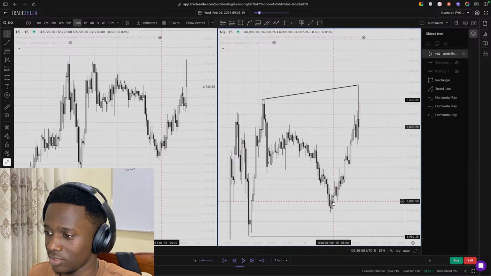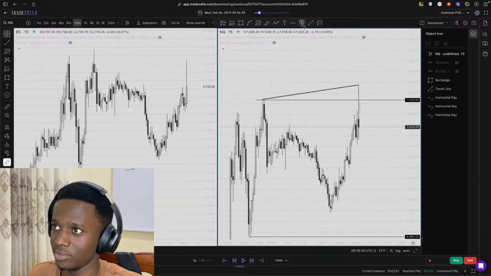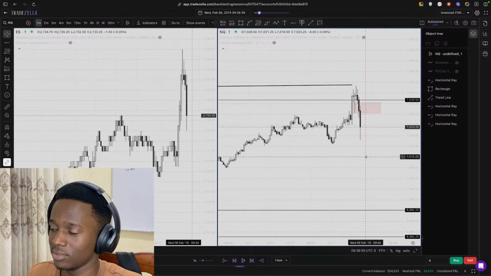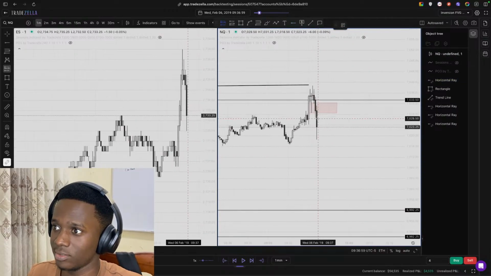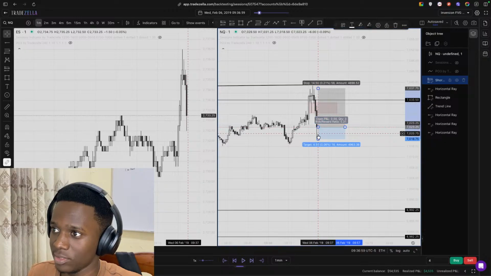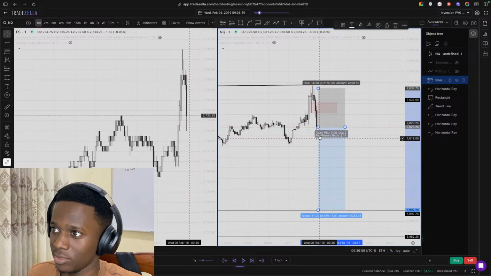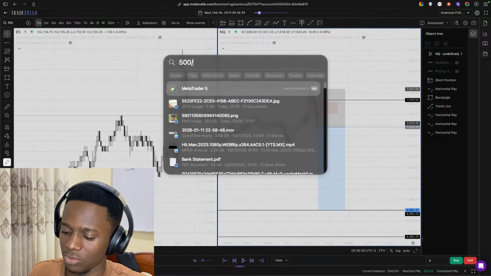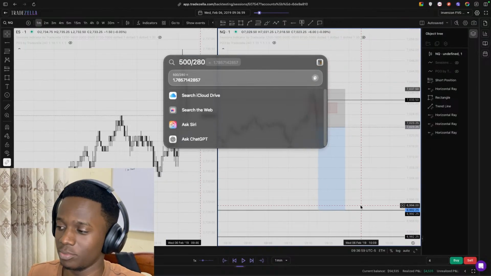Anyways, let's see if we can trade it to this low here. Let's try out some shorts. My take profit will be at the low here. So it's 500 over 280, which is like 2 pennies short.